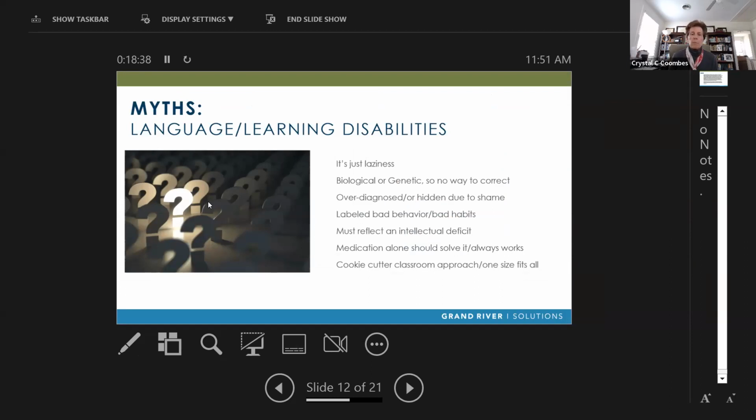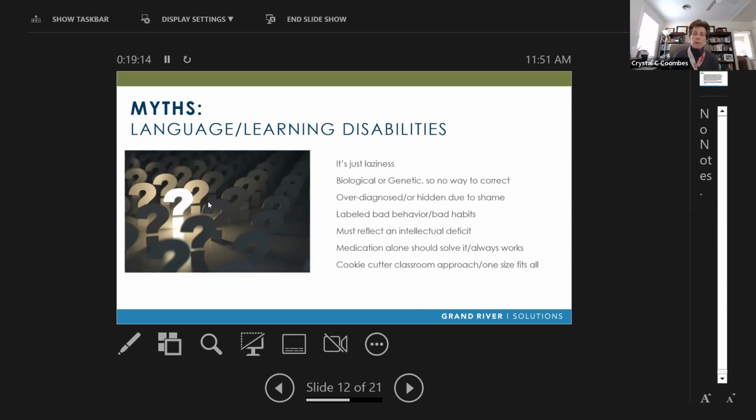Some of the other myths are it's biological or genetic, so no way to correct it. And that's not the case all the time. Is there sometimes a genetic component to something that could get passed down? Certainly. Sometimes it's learned. If I have a parent who is dyslexic and they have learned strategies to cope, when I come home from school and I sit down at the kitchen table and mom or dad is helping me, they're going to help me by showing me how they learned it themselves, which could be a whole different strategy than how my teacher wants me to learn it, okay? So it could be environmentally learned.